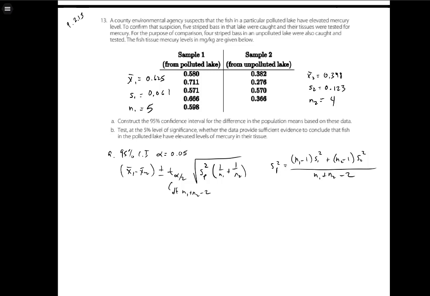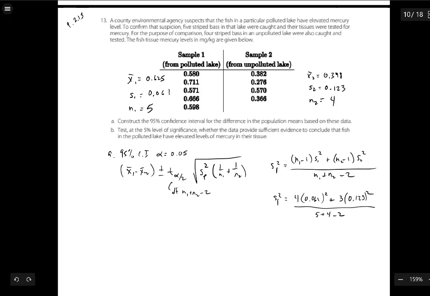So let's start filling in information. Let's calculate over here for our Sp squared. Sp squared is going to equal n minus 1, so 5 minus 1, that's 4, times our deviation 0.061 squared, plus, this time we have 4 in our sample size, so 4 minus 1 is 3, times our deviation 0.123 squared, over our 5 plus 4 minus 2. So our two sample sizes minus 2.